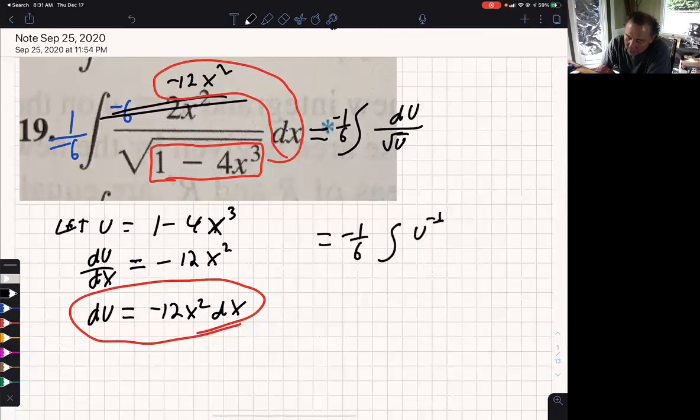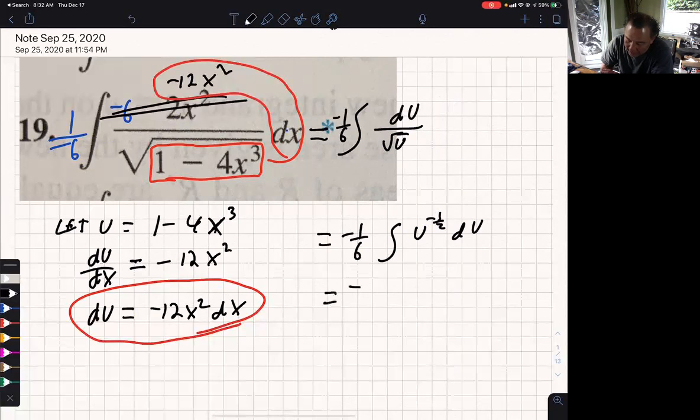This is going to be negative 1/6 the integral of u to the negative 1/2 du. The reason is the square root is the same as a 1/2 power. If I move it to the top, it becomes negative 1/2. And now I'm home free. I know how to do this. So I've converted something that was complicated and weird looking into a nice simple integration, or antiderivative.